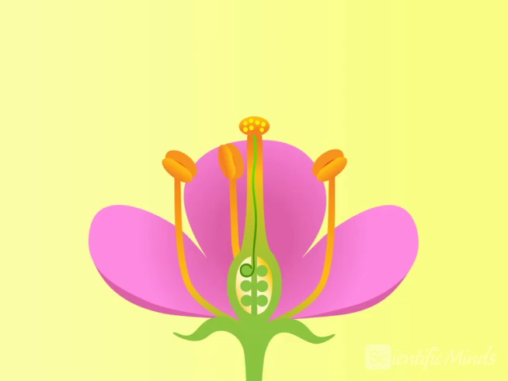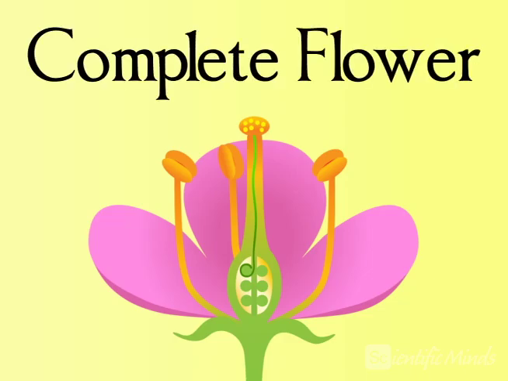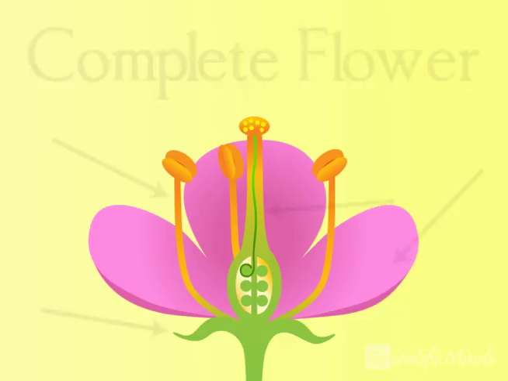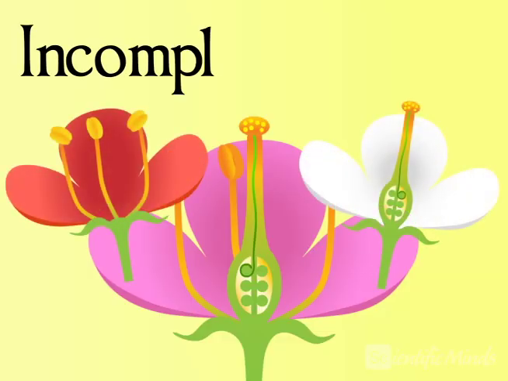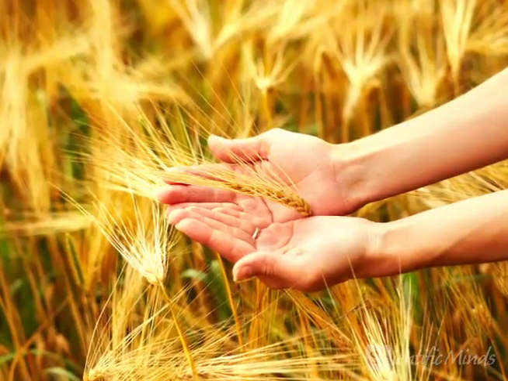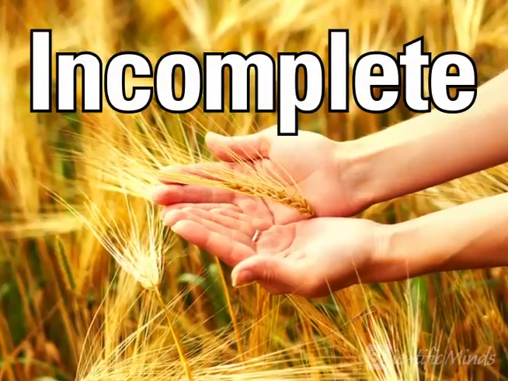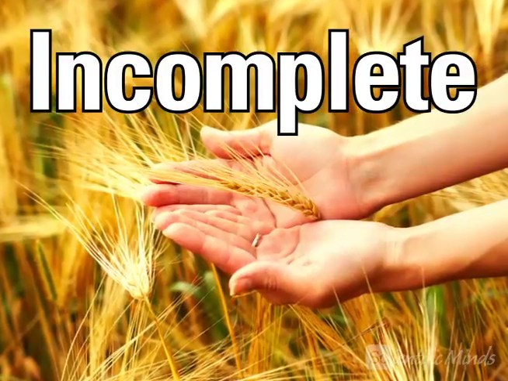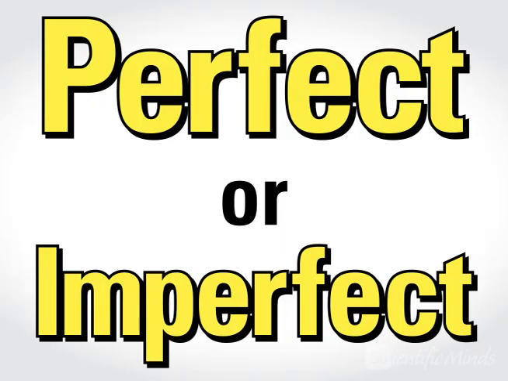A flower is classified as a complete flower if it has all 4 parts: the petals, sepals, stamen, and pistil. If missing just one of the 4 parts, the flower is classified as incomplete. Wheat is an incomplete flower because it does not contain sepals or petals, even though it contains pistils and stamens. With regards to reproduction, flowers are also classified as perfect or imperfect.